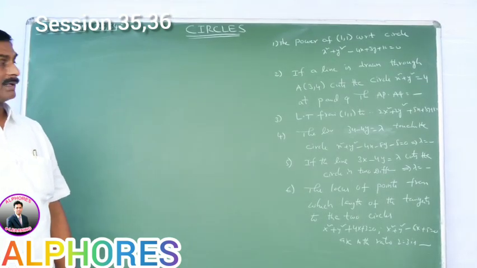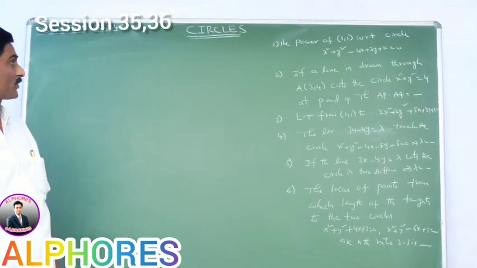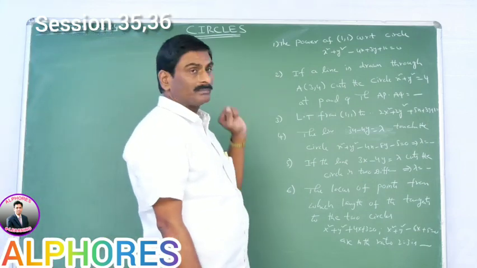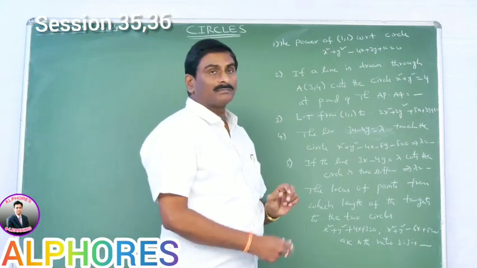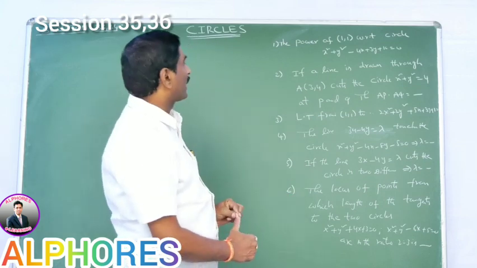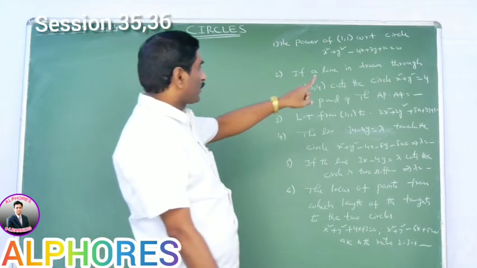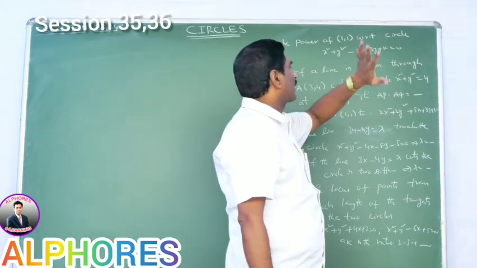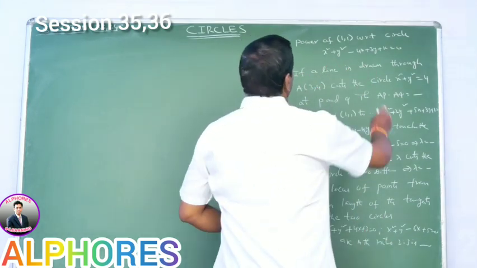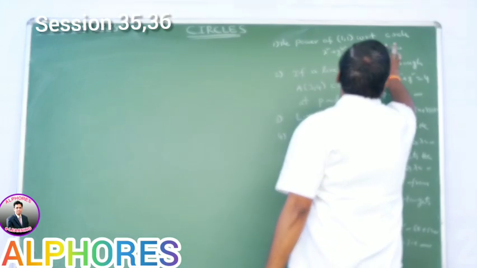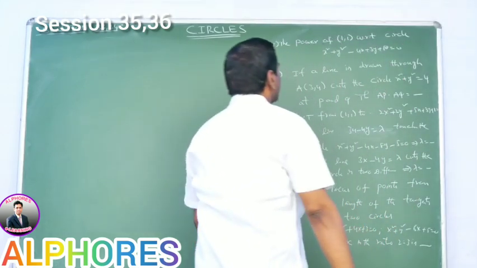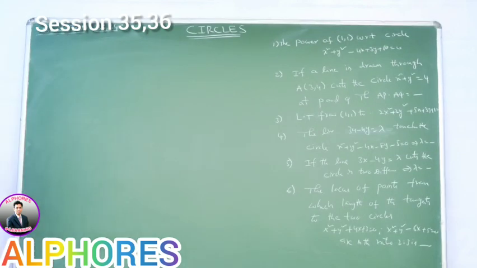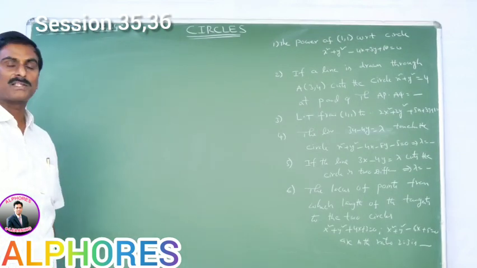Next, let us start problems. First one. Please note the problem. The power of the point 1 comma 1 with respect to the circle x square plus y square minus 4x plus 3y plus 10 is equal to 0.